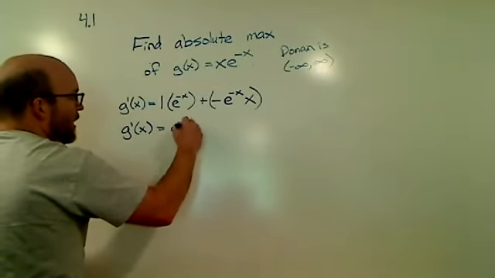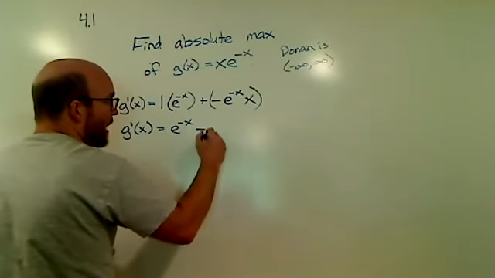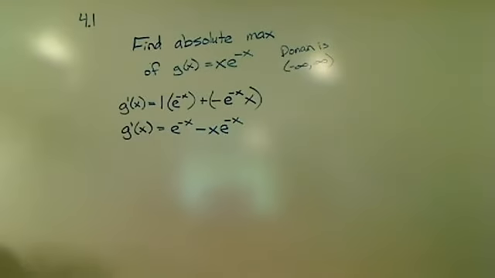1 times e to the negative x, of course, is e to the negative x. Adding a negative is like subtracting, and we just switch the order here so it looks a little bit nicer. So that is our derivative.